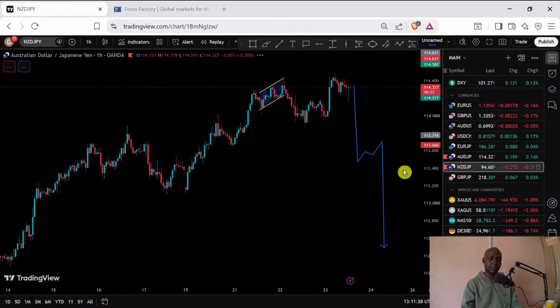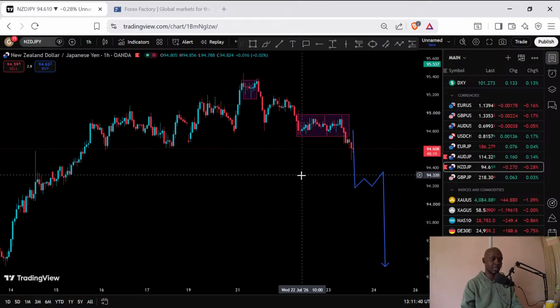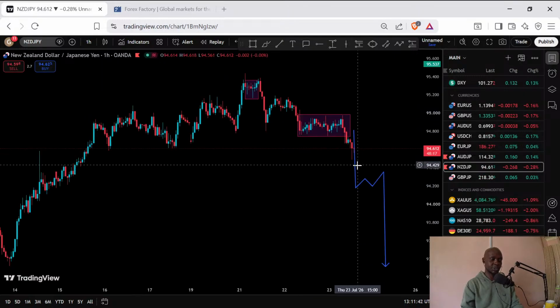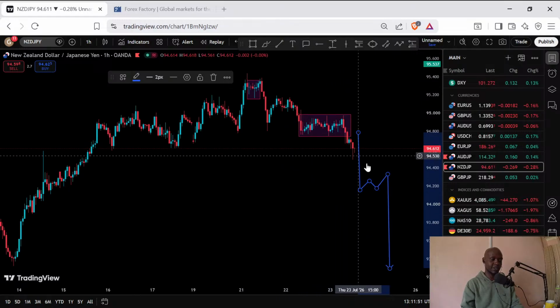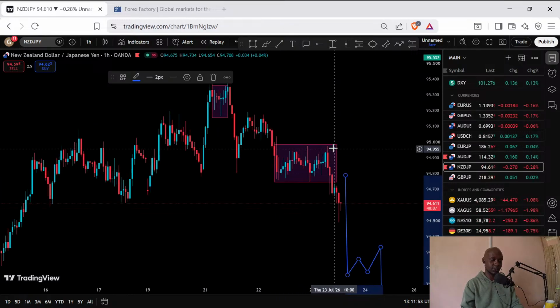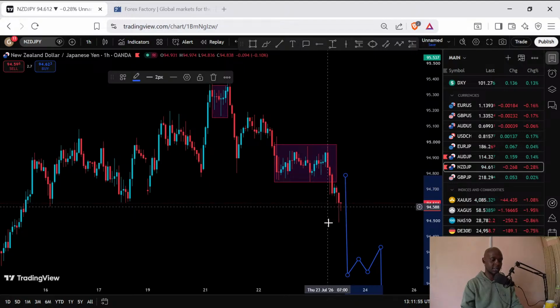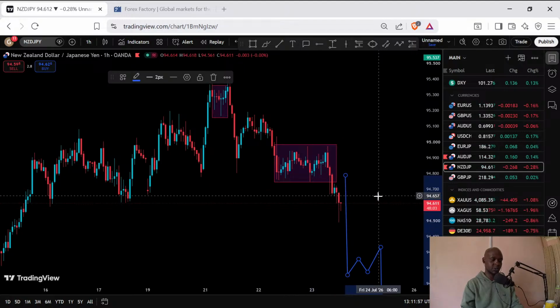Similarly to NZD/JPY, during the London session when I left off, I was waiting to see if we are going to break outside of this small consolidation or small range impulsively, and look for shorts. We have broken out of the range, but not with enough selling pressure for me to get involved.